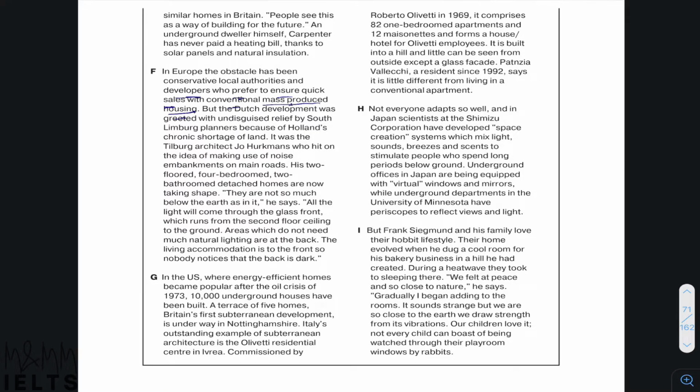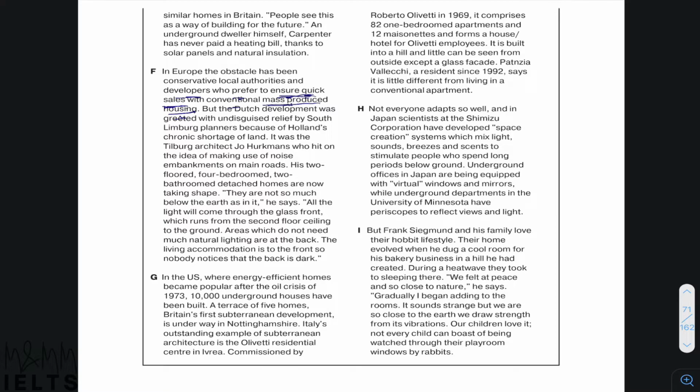It's the same sentence that has been given to us in the question form, but they have just paraphrased that sentence. They haven't said developers prefer mass-produced housing because of making sure they get quick sales. They have written the reason first and then mentioned the mass-produced housing. So they have said developers who prefer to do what? Ensure quick sales. That's the reason they prefer the mass-produced houses, to get quick sales. So this is my answer over here, to ensure quick sales.